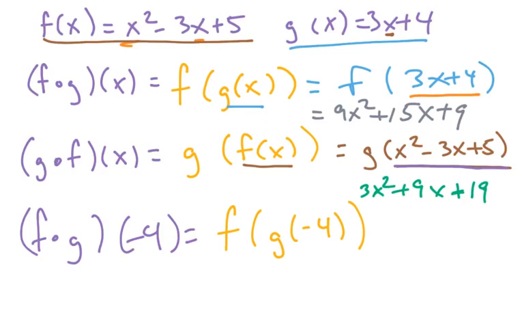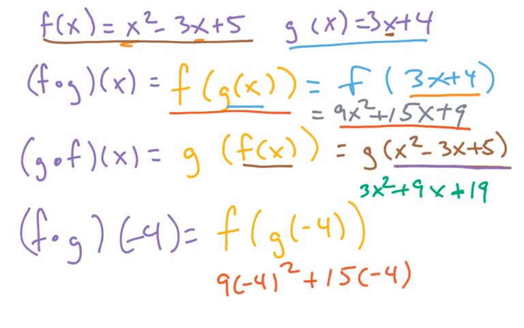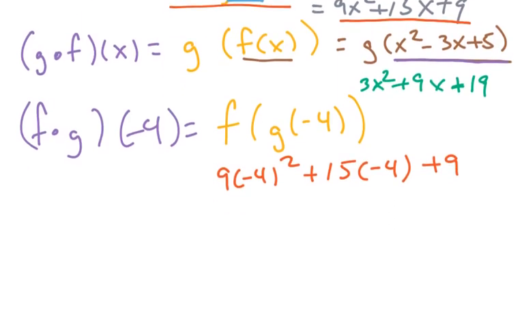Okay, so the last one is asking us to solve for f of g of negative 4, and there are two ways of doing this. One way is, because I've solved for f of g of x up here, it's this equation here, I can simply take negative 4 and plug it in here and solve. So let me do that real fast.